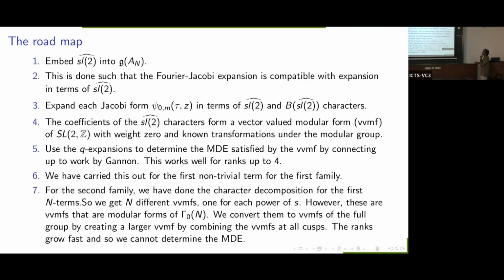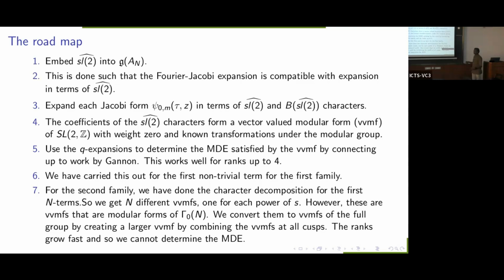Using the q expansions to determine, Gannon had done some general work as follows. He says that if you give me a vector-valued modular form along with its S and T matrices, how they transform under tau goes to -1 over tau and tau goes to tau plus 1, okay, then he is able to construct a basis for the modular forms of a given weight.